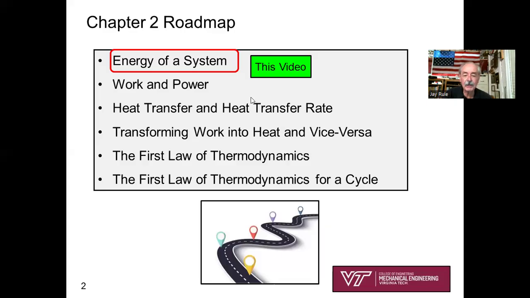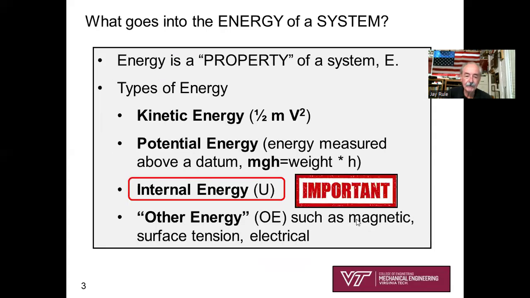Those are the sections. So let's talk about the energy of a system first, and see what goes into it. Remember, energy is a property of a system, and this capital E would be the extensive property energy. A quick review of the types of energy we've already discussed. Kinetic energy: you can derive it in your mechanics class, right? One half mass times velocity squared. That would be a measure of the kinetic energy of a closed system.